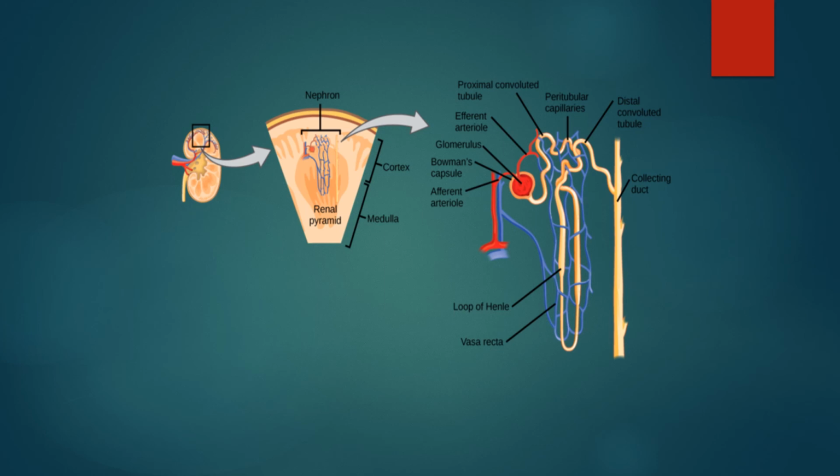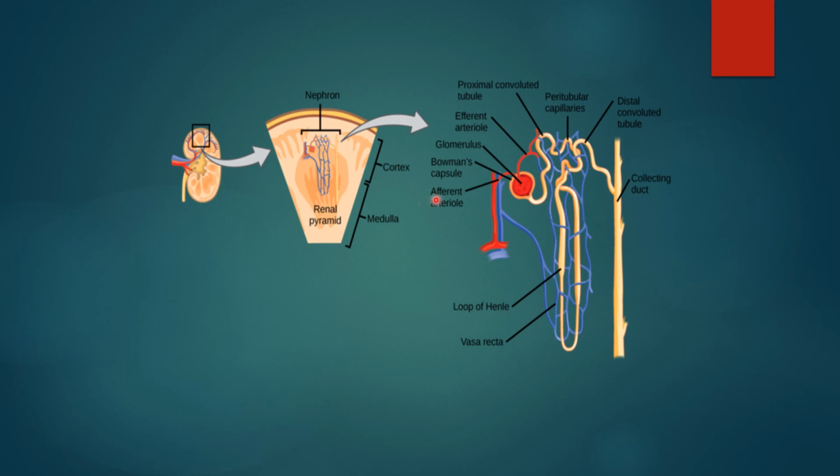The first part is the Malpighian capsule. As you can see over here, it consists of a cup-shaped structure which is called the Bowman's capsule, and inside the concavity of the Bowman's capsule there is a knotted mass of capillaries which is called glomerulus. The Bowman's capsule and the glomerulus together form the Malpighian capsule or the Malpighian body.